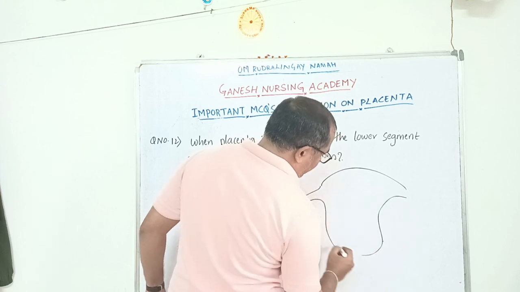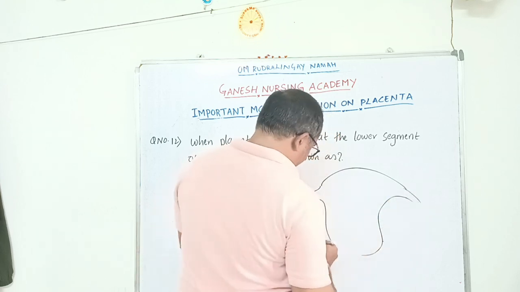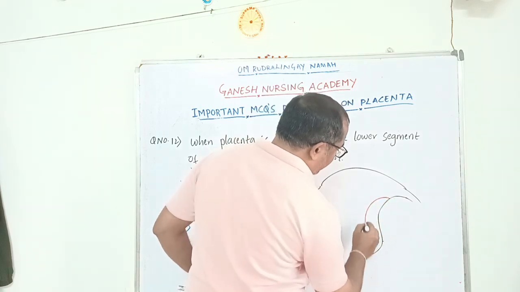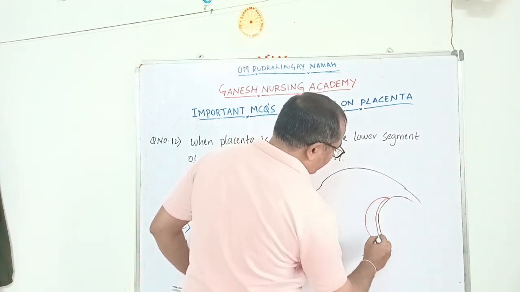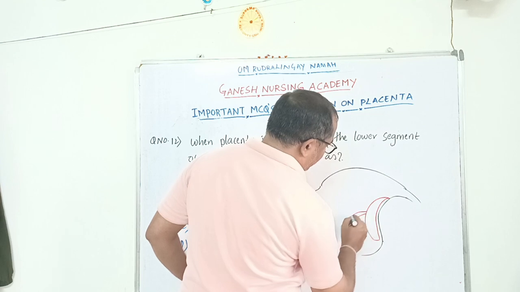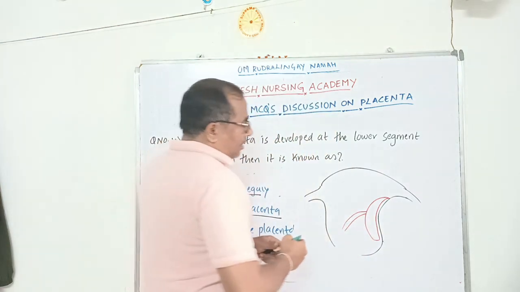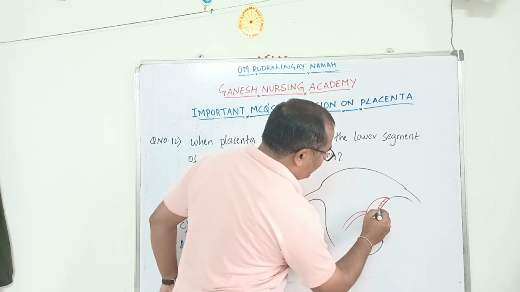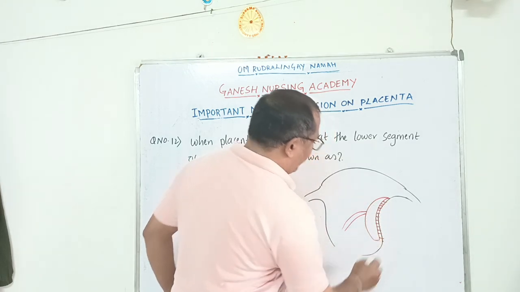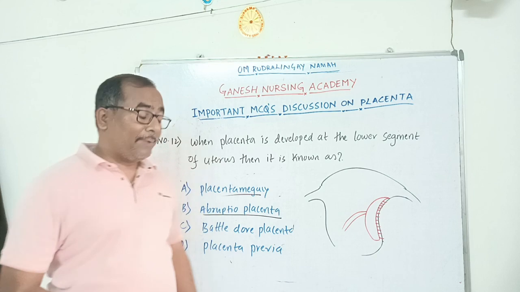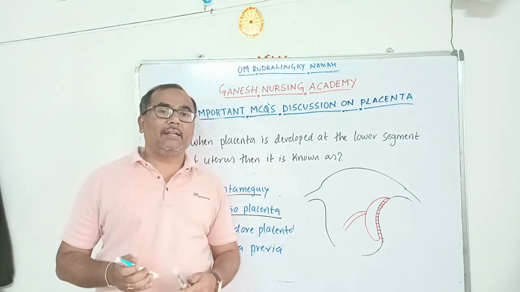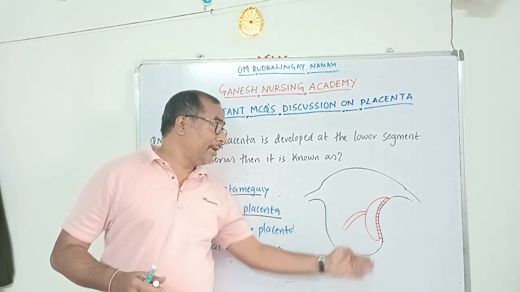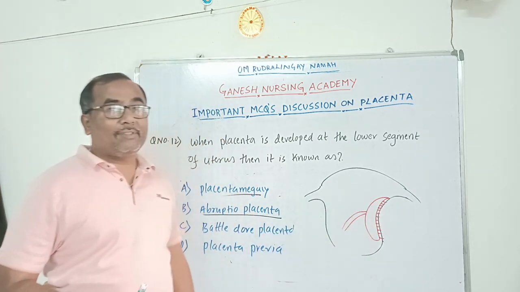So this is the uterus, and here the placenta is attached by blood vessels. The placenta has to be separated at the third stage of delivery. What happens here is that the placenta should start separating from the uterus at the third stage of labor.